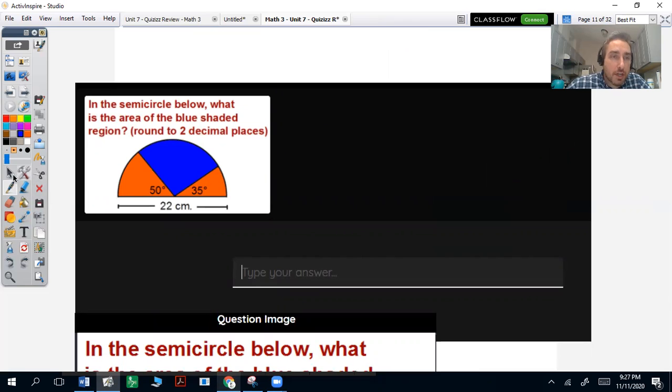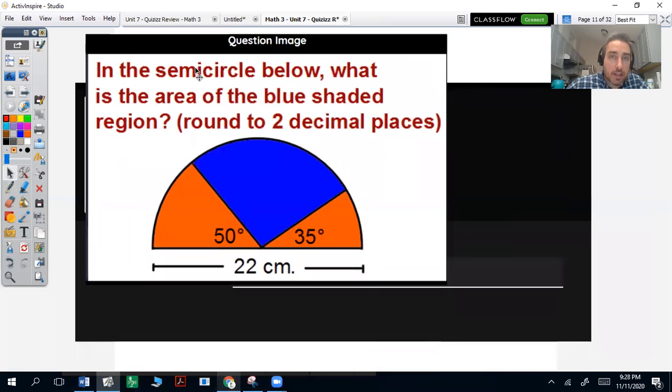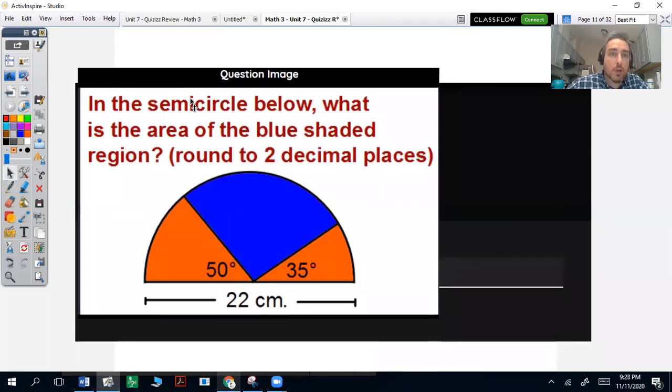All right, in this question here, again, you can make this bigger by clicking on it. In the semicircle below, what is the area of the blue shaded region, rounded to 2 decimal places? And the blue region here happens to be in the middle. That is an unknown degree. But fortunately for us, in a semicircle we have 180 degrees. That's half of a circle.